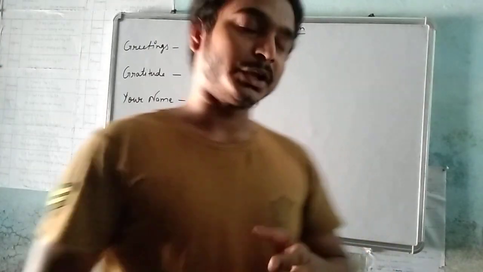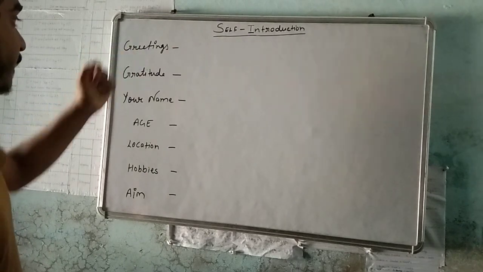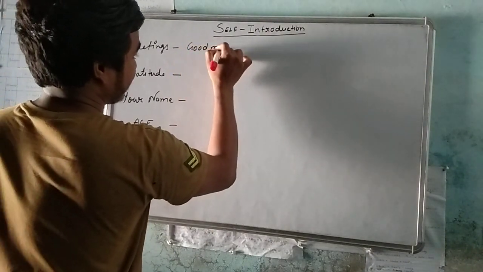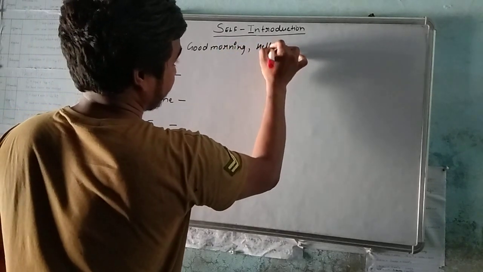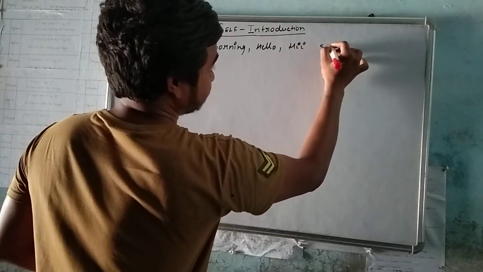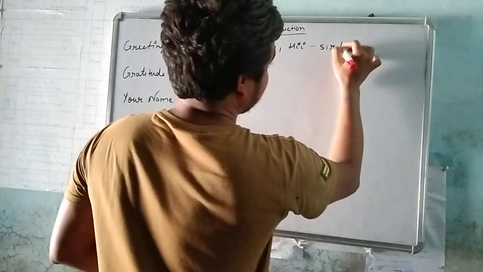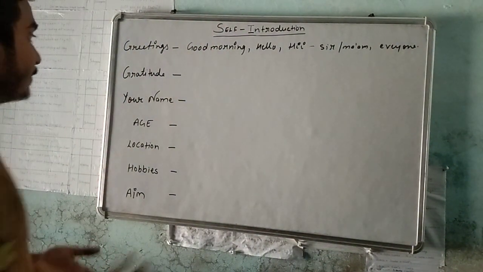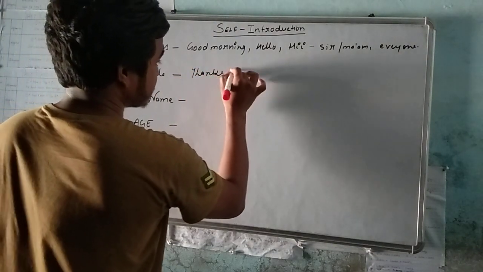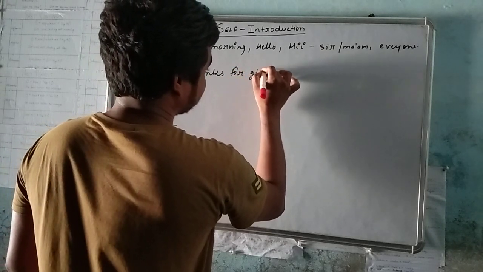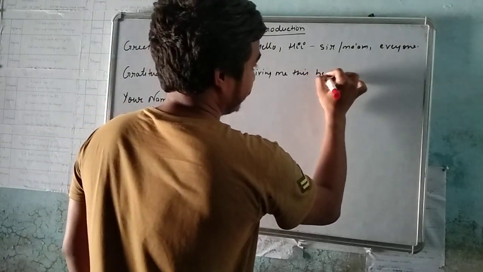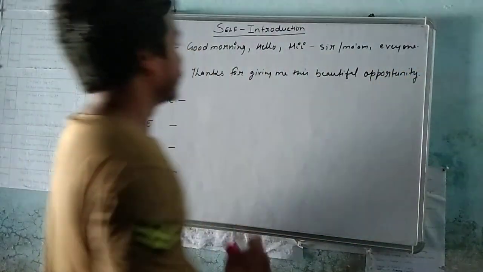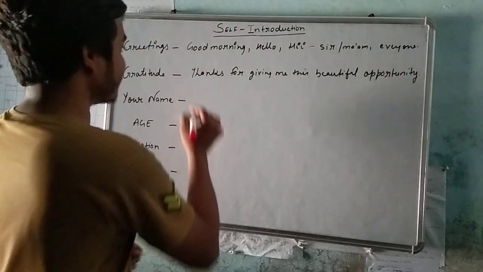So let's get started from self-introduction. First of all, greetings. Your greetings to the audience, like good morning or hello or hi. So you can say sir, ma'am or everyone. Second one is gratitude. Say thanks for giving me this beautiful opportunity. Thanks for giving me this beautiful opportunity to introduce myself.